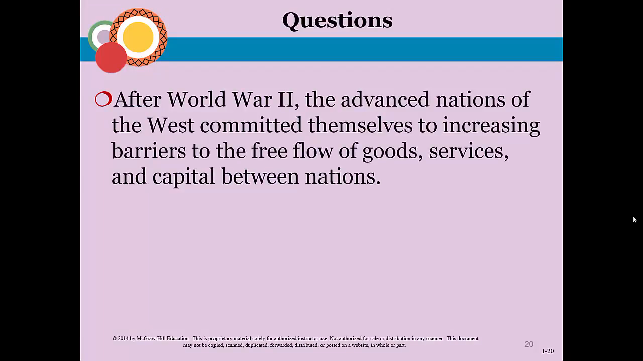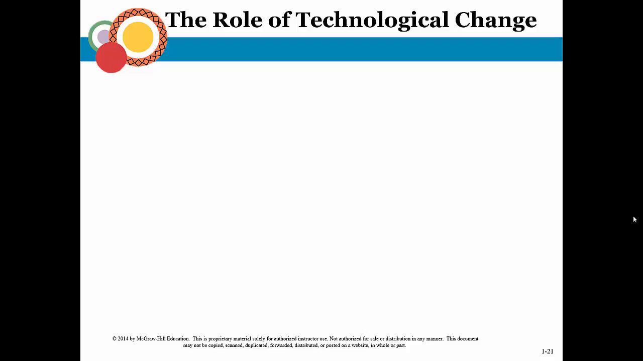After World War II, the advancement of nations committing to one another in terms of increasing these barriers, not true. They wanted to remove these barriers in terms of trade. So if you've ever run into a question somewhere along your path in life, particularly in an academic setting, that asked after World War II, the advancement of nations, particularly of the West, committed themselves to increasing barriers to the free flow of goods, services, and capital between nations, that's probably a false statement. They didn't commit themselves to increasing barriers, they committed themselves to lifting these barriers. Something you might want to take note of, if you will.